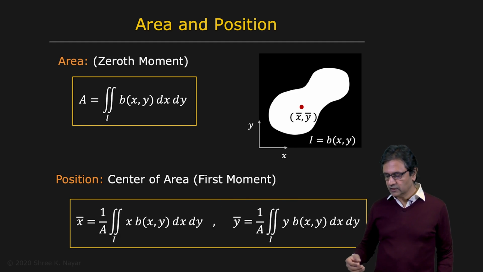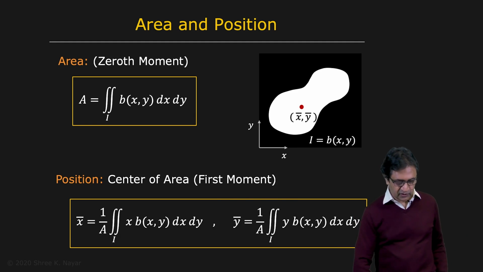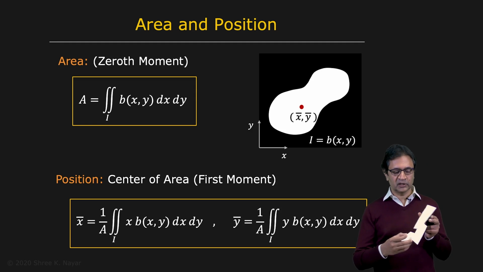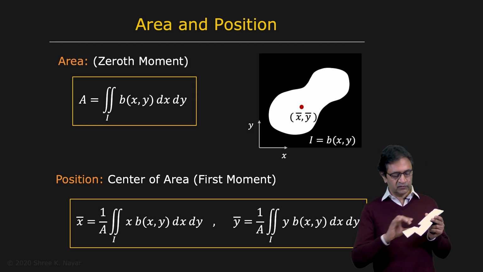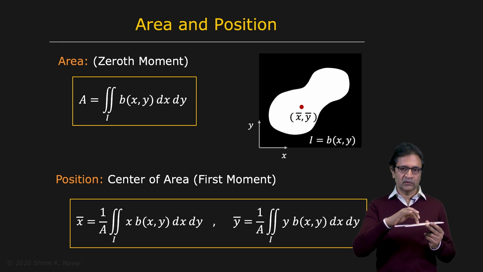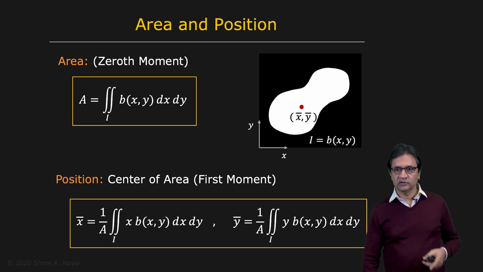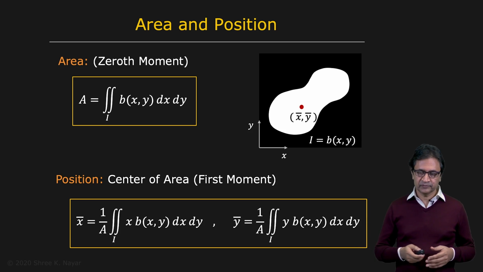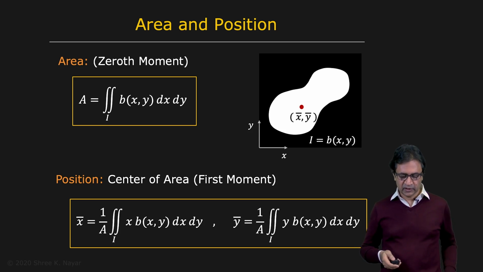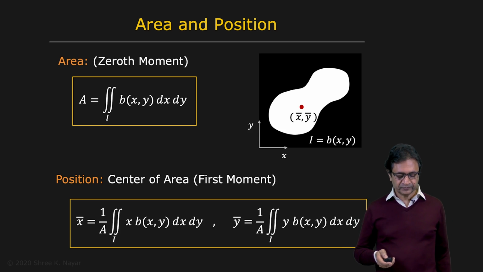This is very much analogous to, in mechanics, the centroid of an object. If you have an object like this, with uniform thickness, made of the same material, the location of its centroid, or center of mass, corresponds to the center of area shown here. So there are analogs to all of this in mechanics.